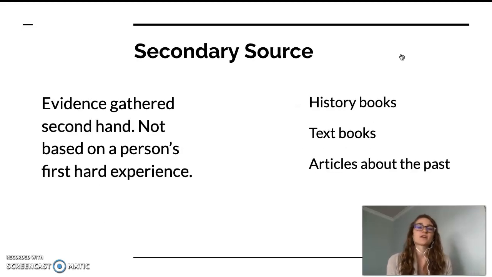Secondary sources, on the other hand, are evidence gathered secondhand. So this is not based on a person's first-hand experience. This includes textbooks, history books, articles about the past that are written today.